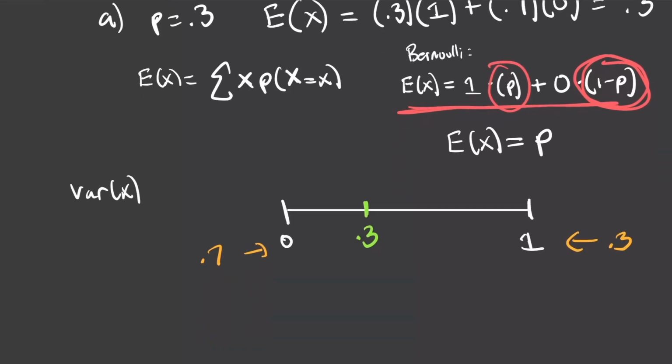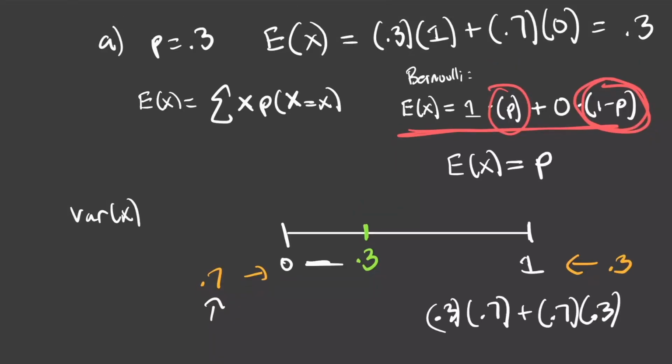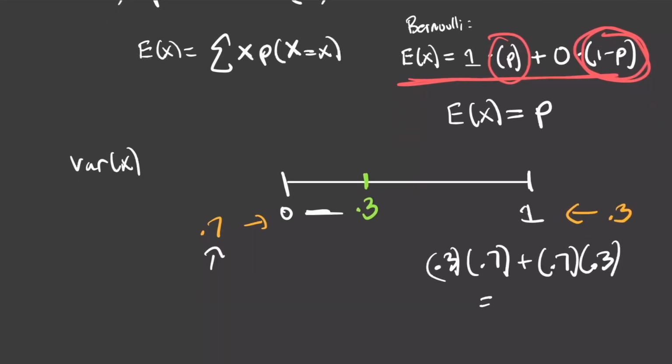When x takes a value of 1, we have a distance from the mean of 0.7. So 30% of the time, we have a distance from the mean of 0.7, and the other 70% of the time, when x takes value 0, we have a distance of 0.3. If you were doing it that way, you'd get 0.21 plus 0.21, which would give you 0.42. So this is one measure of average distance, but it's actually not the variance.